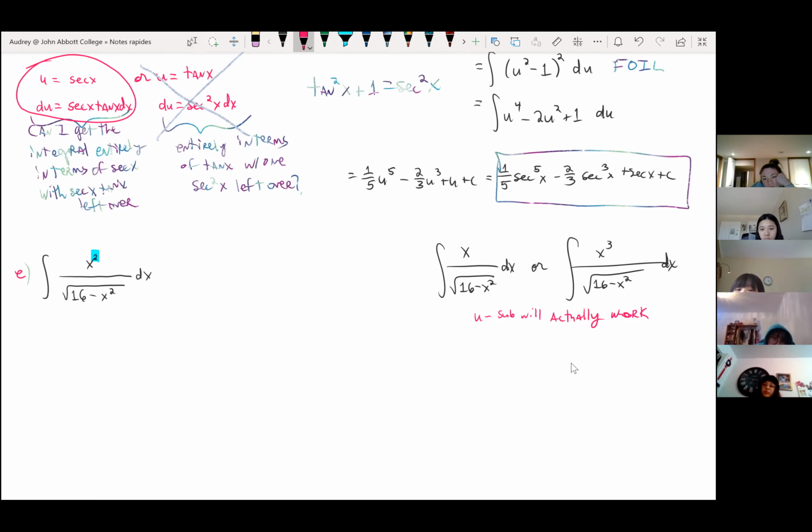Okay, so here, this is going to be trig sub. What is my theta going to be equal to? Arcsine, you got it. So this is my arcsine form. So theta is arcsine of x over 4, which means that sine theta is equal to x over 4, and x is equal to 4 sine theta. So then dx is 4 cosine theta d theta.